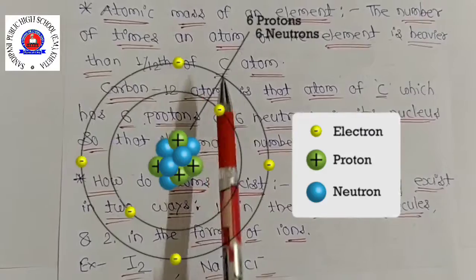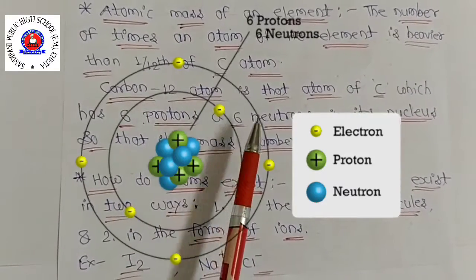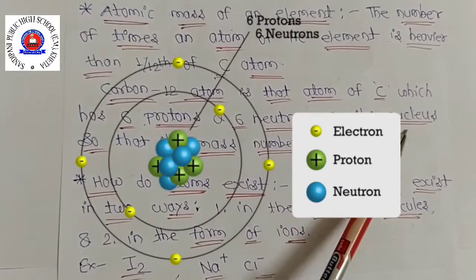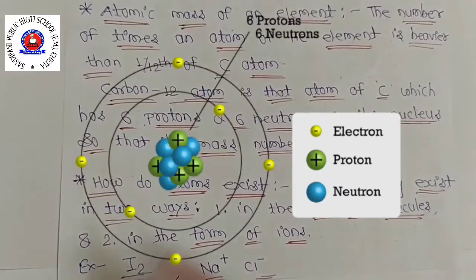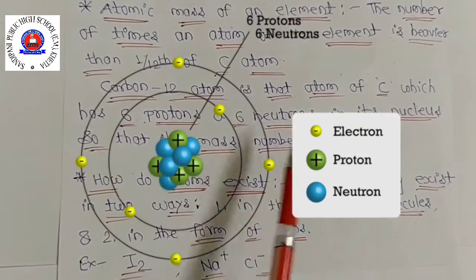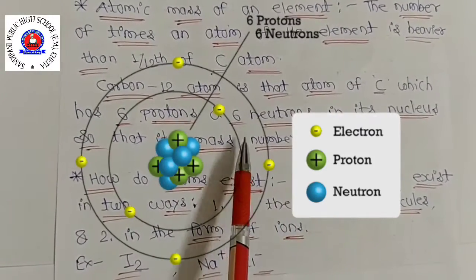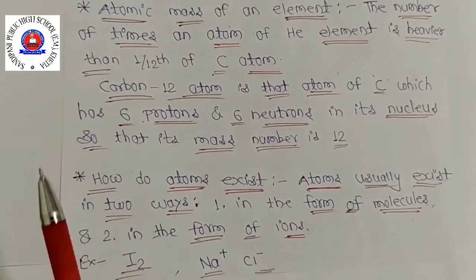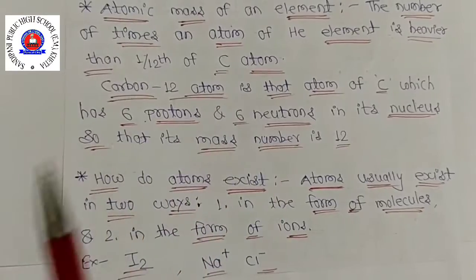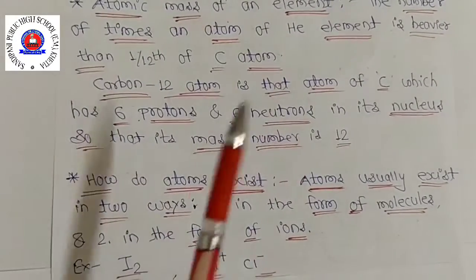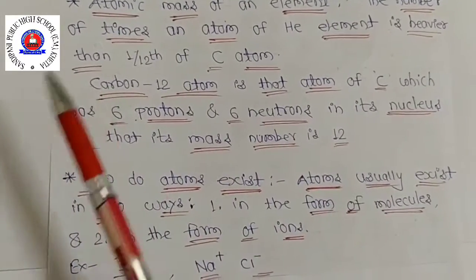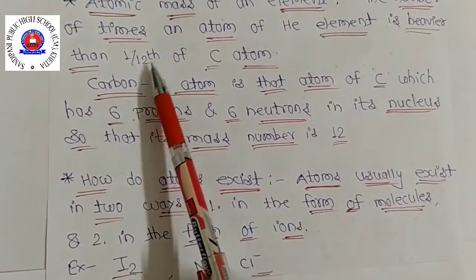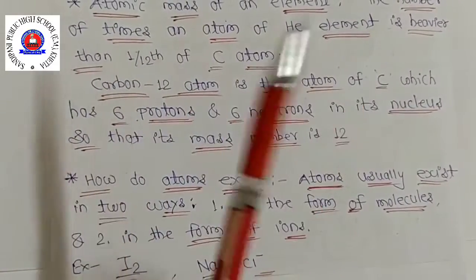Means carbon वो atom है जिसमें 6 proton है and 6 neutron है in its nucleus. और वो किसके अंदर है? न्यूक्लियस के अंदर, so that its mass number is 12. तो इसलिए इसका मास नंबर क्या है, 12 होगा. ओके, carbon atom has been assigned an atomic mass of exactly 12 atomic mass unit. One atomic mass unit is defined as exactly the 1/12th, okay, the mass of an atom of carbon-12.